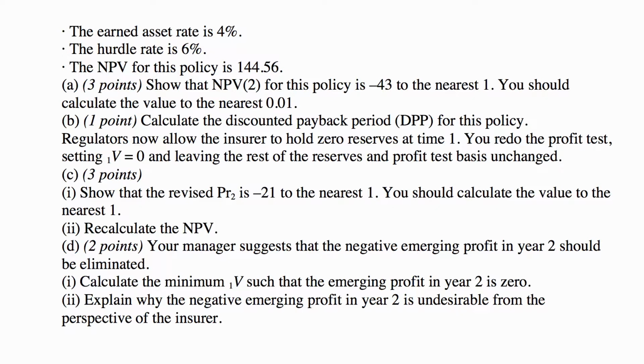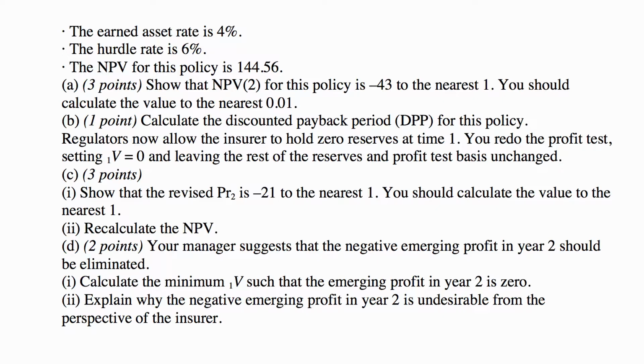Show that the net present value for the first 2 policy years, so net present value of 2, for this policy is negative 43 to the nearest 1. You should calculate the value to the nearest 0.01. Part B, calculate the discounted payback period for this policy.